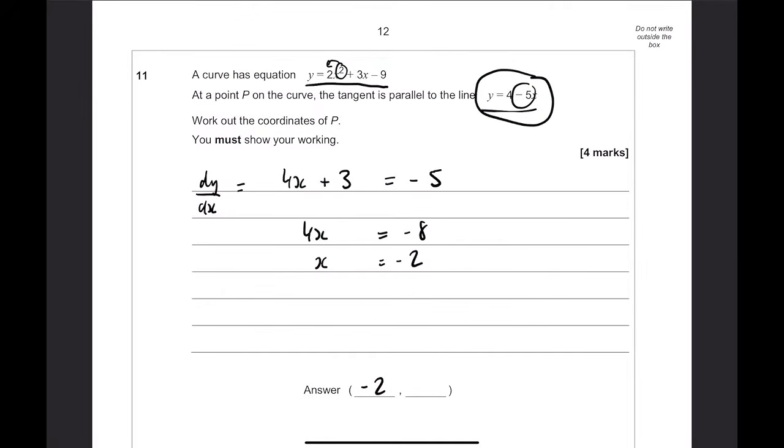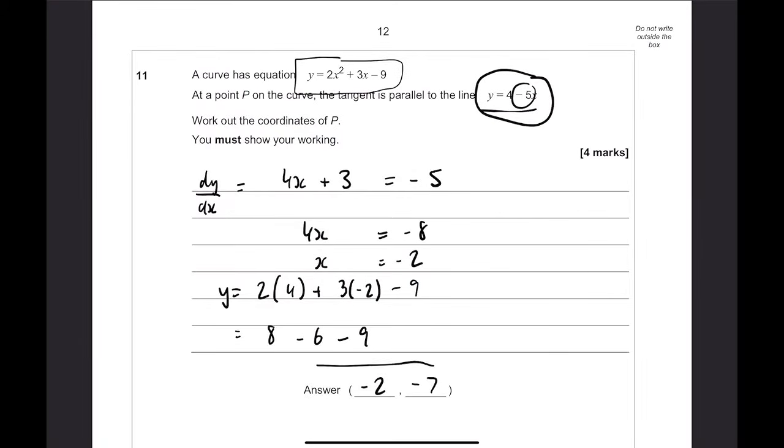That's our x value. And then to work out the corresponding y value, we substitute it into the curve up here. So y equals 2 lots of minus 2 squared is 4, plus 3 lots of minus 2, minus 9 is going to be 8, minus 6, minus 9, which is minus 7. And that is our final value there.